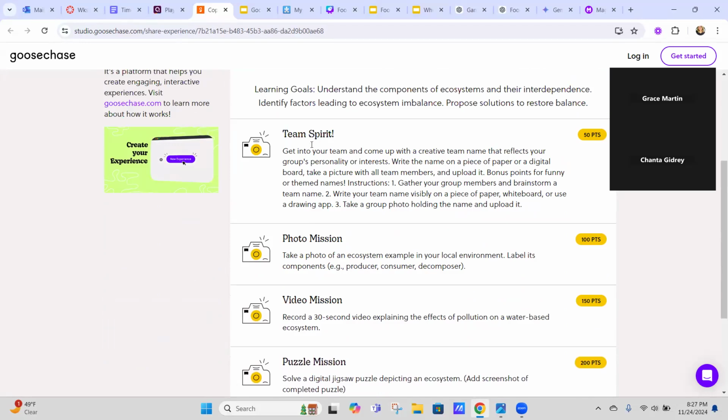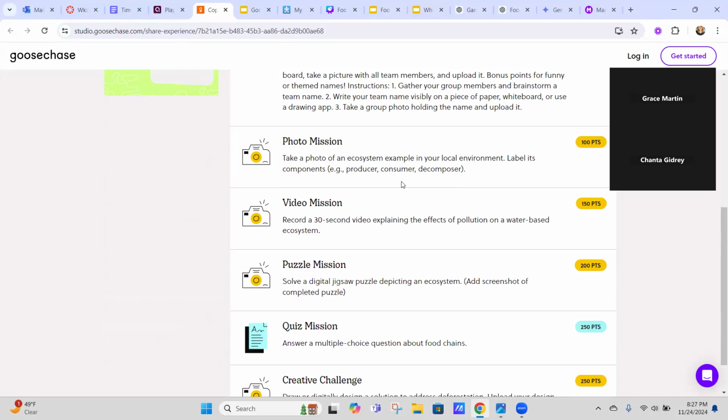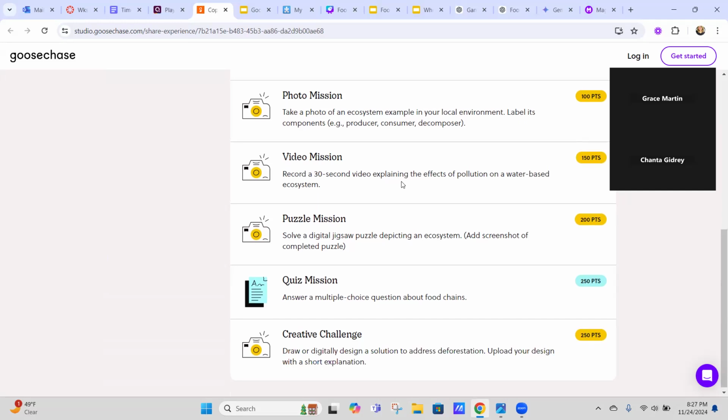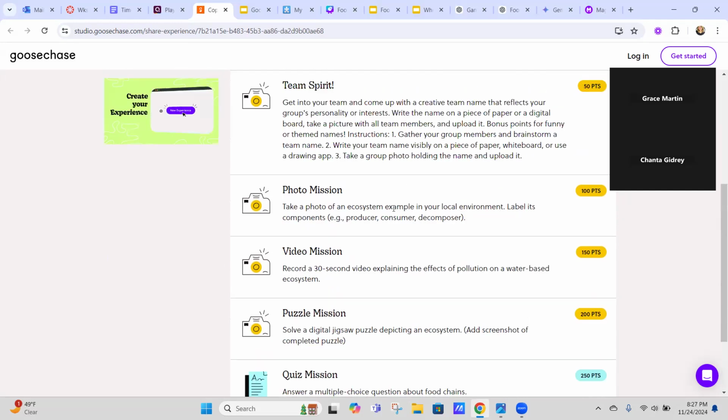team spirit. So just to get them started, getting familiar with the app, for 50 points they get together with their group, write down their names, take a picture and upload it. A lot of Goose Chase is going to be uploading photos or doing small assignments. So the first mission, I have them taking a picture of an ecosystem in their local community and labeling their components for 100 points.